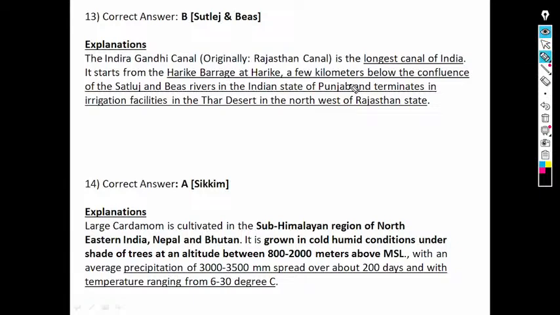Indira Gandhi Canal, which is originally the longest canal of India. It is the biggest canal of India, as you can see better in the diagram.